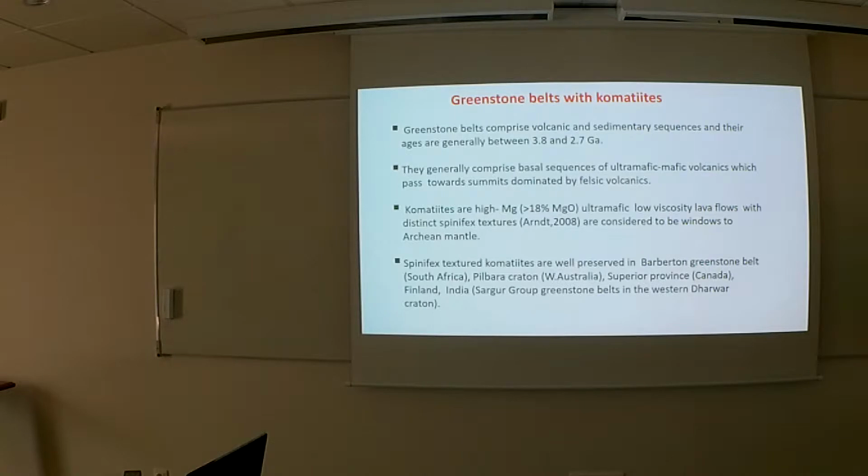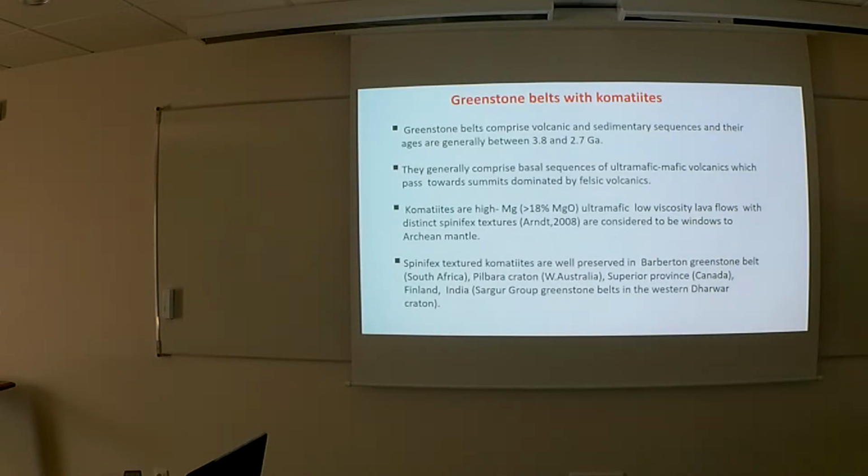And these are the volcanosedimentary sequences, and they are known to occur in all the Archean cratons, and generally their ages are in the range of 3,800 to 2,700 million years. In these greenstone sequences, in terms of the volcanics, the basal volcanic sequences are mostly komatiites, komatiitic basalts or basalts. And when we go higher, we have the felsic volcanics, and these volcanic sequences are interlayered with sediments. And finally, at the summits, most of the greenstone sequences contain very thick banded iron formations.